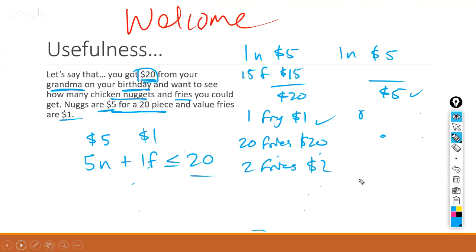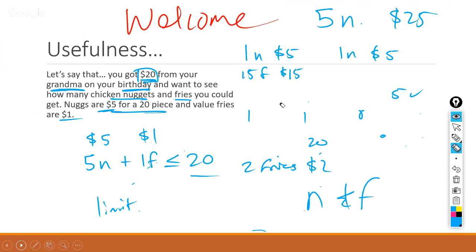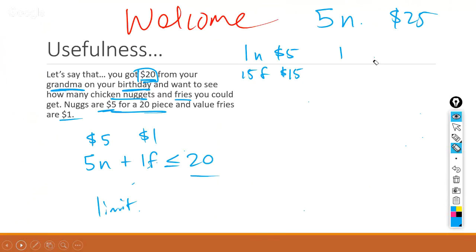So there are all these different solutions, all your different combinations of nugs and fries. There are so many combinations. But we can't have 5 nuggets, because that would be $25. So there is a limit to this. What we can do using math is graph it. Super exciting. We can graph it. So 5n plus 1f is less than or equal to 20.